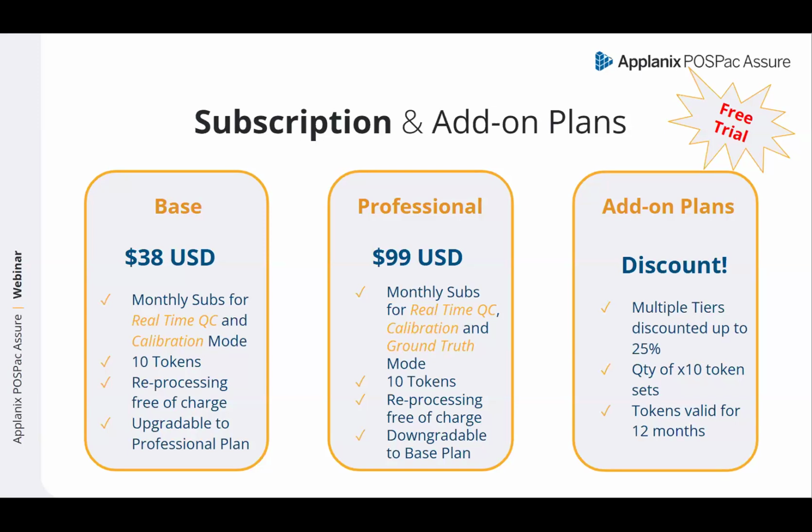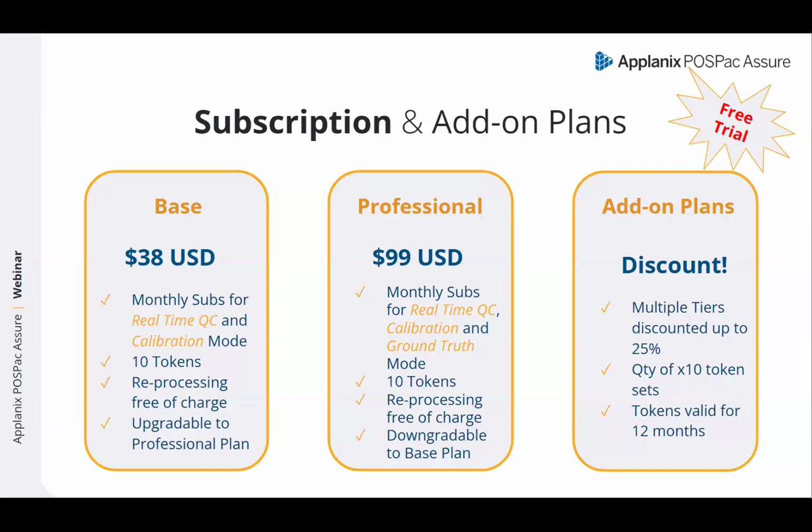Now, should the 10 tokens not be sufficient for you, you can purchase a so-called add-on plan. And that will deliver you a quantity of 10-token packages. It really depends on how many packages you want to purchase. Well, 1 package includes 10 tokens. So you can purchase many packages. And the more you purchase, the higher the discount. We go up to a 25% discount for the add-on plans.